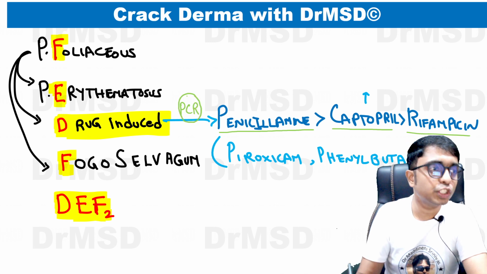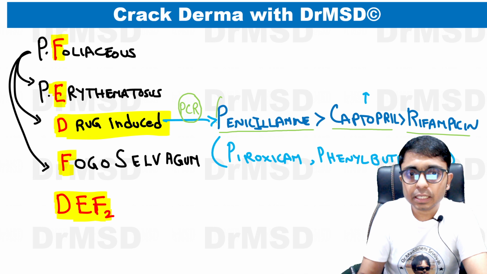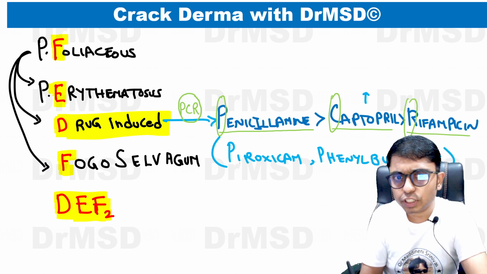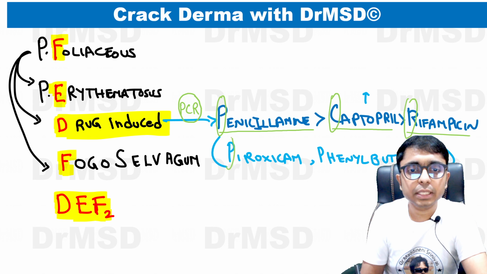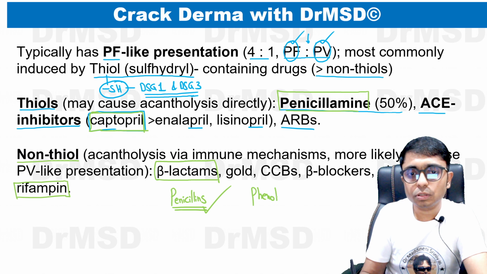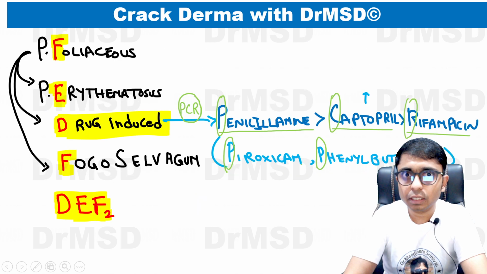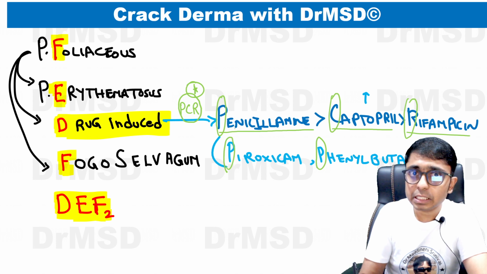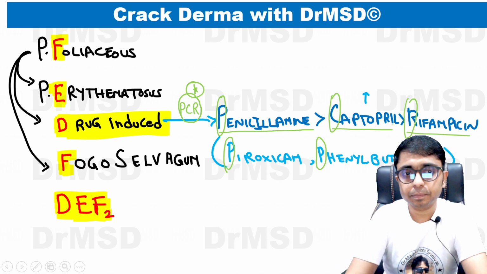PCR stands for polymerase chain reaction, and here it is penicillamine, and also you can remember penicillin, captopril which is an ACE inhibitor, and rifampicin. Other drugs which were previously asked were piroxicam and phenylbutazone, and if you observe, these also start with the letter P. Even phenobarbital is also associated, and it is given in a few books. If you ask me, I would suggest you just remember penicillin, penicillamine, captopril and rifampicin, PCR.